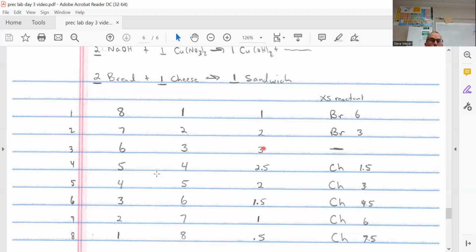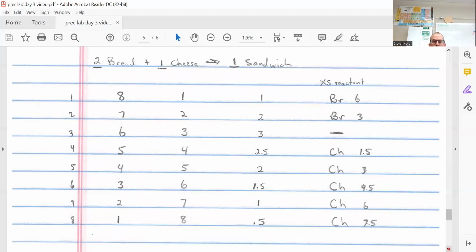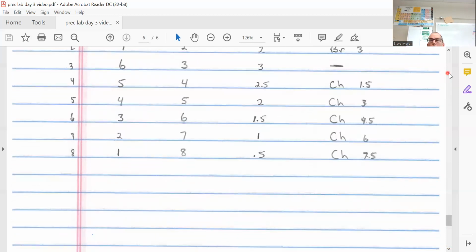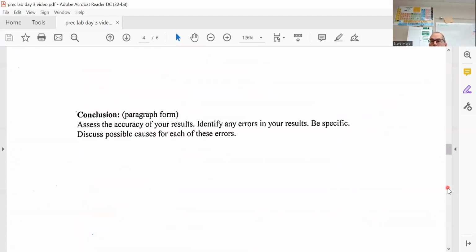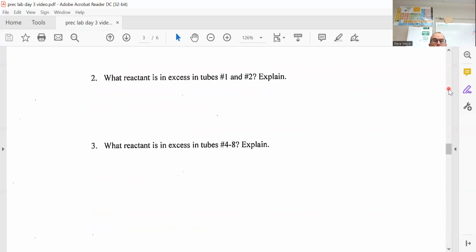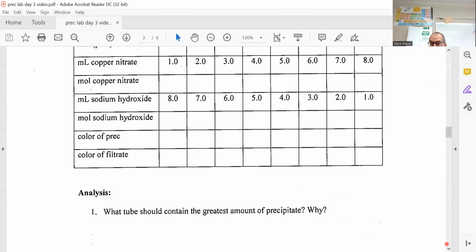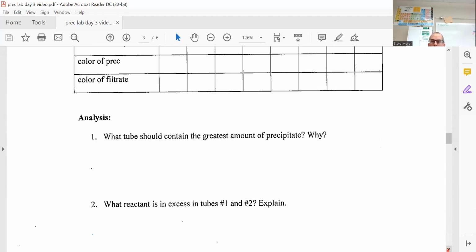And let's see, in 4 through 8, what do you have excess of? You have less than the 2-to-1 ratio of bread to cheese, or in this case, of sodium hydroxide to copper nitrate. So you have excess cheese, or you'd have excess copper nitrate. And I think that will help you answer what you should be getting for these questions. If you look at that analogy and look at the questions that are asked, and they say what tube should contain the greatest amount, that's the one with the 2-to-1 ratio.